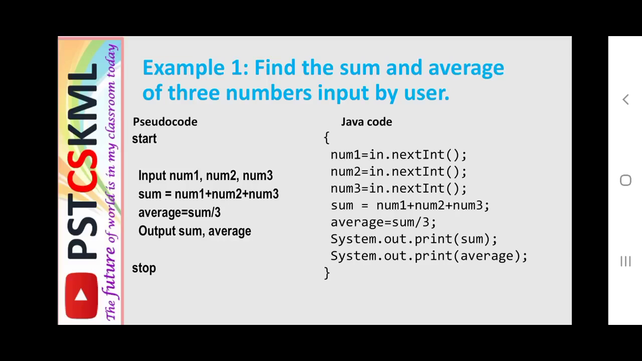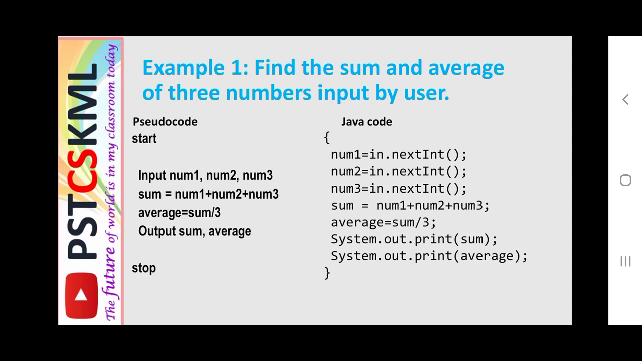Okay, now we try to change our pseudocode to Java code. When you start coding, you start with the left brace, and when we stop, we stop with the right brace, for a block of statements. Okay, input num1, num2 and num3. We assume that you initialize a Scanner called in. So in.nextInt means the input num1 is an integer. Then num2 is also an integer, num3 also an integer.